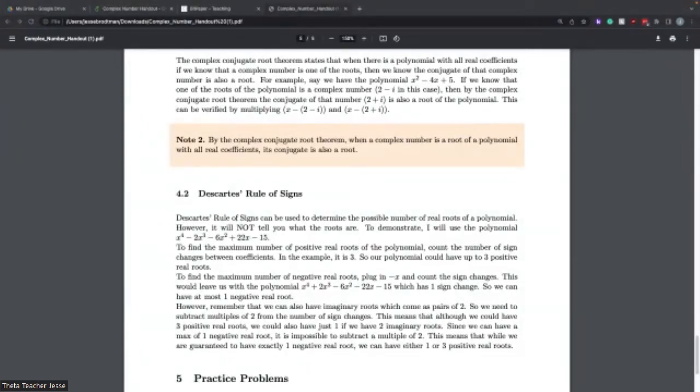Again, this tells us one sign change, and this doesn't tell us anything about how many imaginary roots there could be, but it tells us that we've got a maximum of 3 positive real roots. So we're not going to have 2 positive real roots, because the imaginary roots would come in pairs. So it's going to be 3 or 1 positive real root.